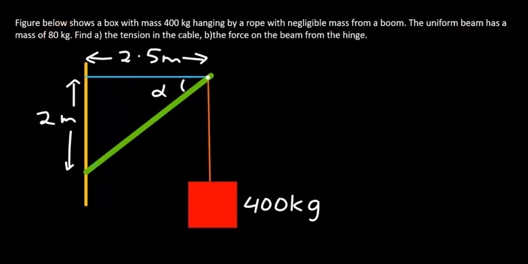The system here is the beam. So what are the forces acting directly on that green beam? The first one is its own weight. The weight is 80 times gravity.